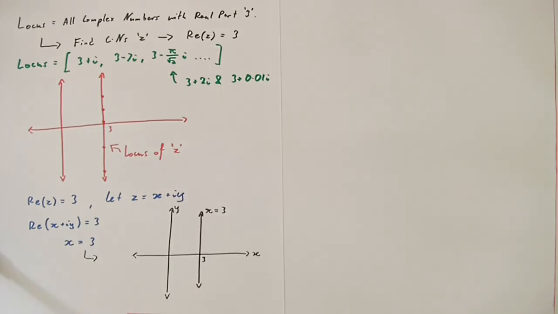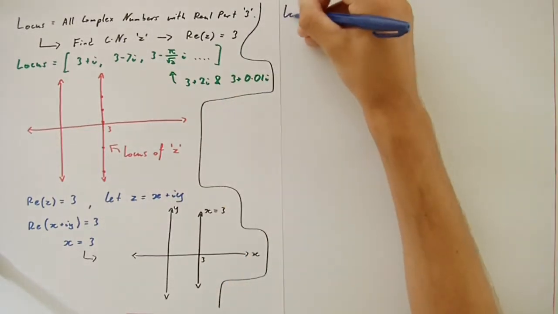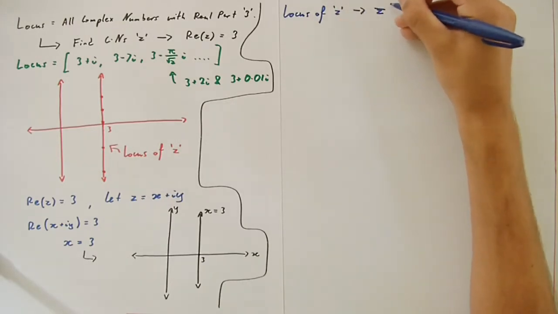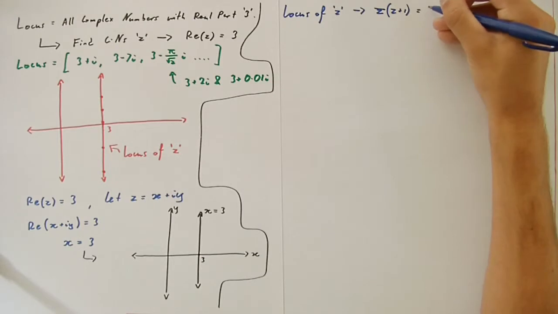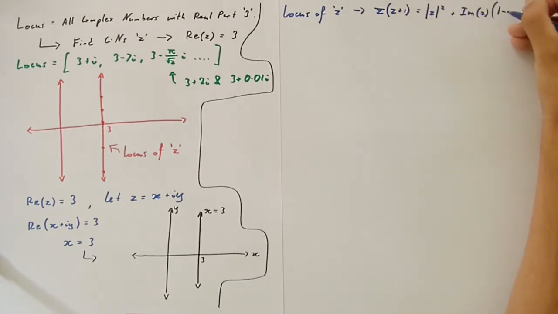This makes everything a lot simpler, because we know very well how to graph equations in the Cartesian plane, and so converting between the Cartesian and the complex plane to find the locus of a complex number makes things much easier. For example, let's try a not so simple locus problem. The problem we're going to do is as follows. Sketch the locus of the complex number z that satisfies the equation: the conjugate of z times z plus 1 is equal to the modulus of z squared plus the imaginary part of z times 1 minus i.